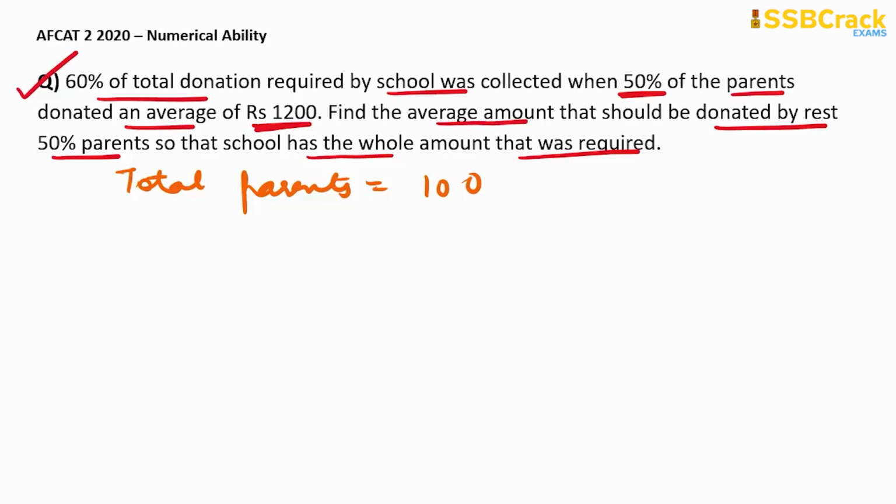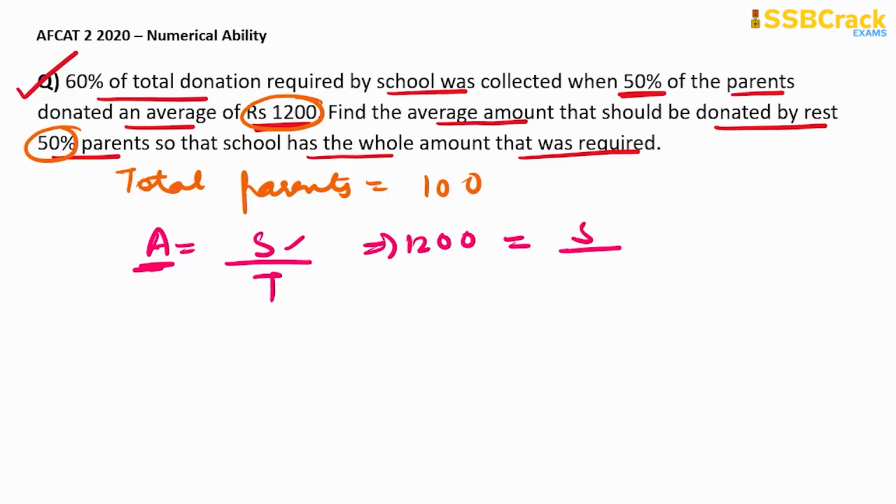So it is given that 50% of parents are donating 1200 rupees. So directly we can apply the formula of average, and average is given by the sum upon the total number of people. So here the average amount is given to be 1200. This sum is unknown to us, and the total parents, so 50% of 100 will be 50.